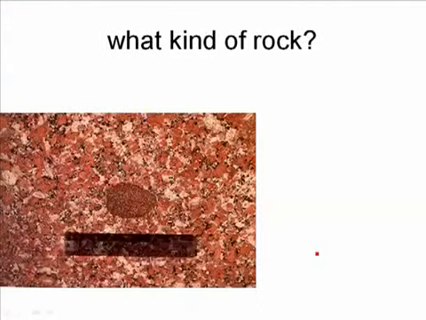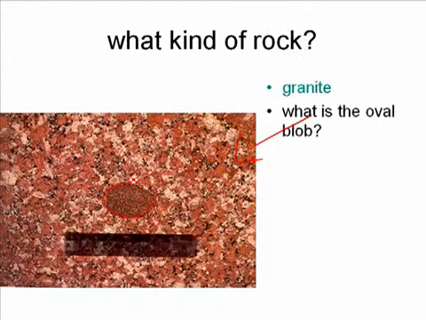How about this? This rock right here looks like granite to me, but what about this oval blob? The granite surrounded the blob, and the blob, instead of getting totally assimilated and melted, just is left behind once again as a xenolith, so the blob came first.